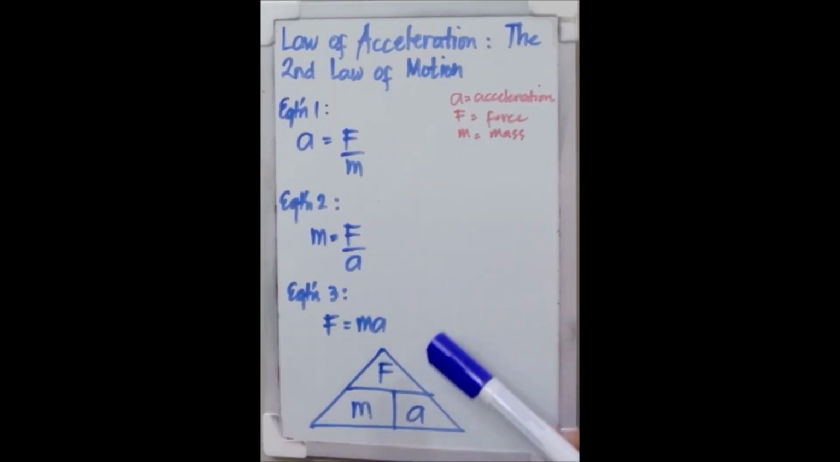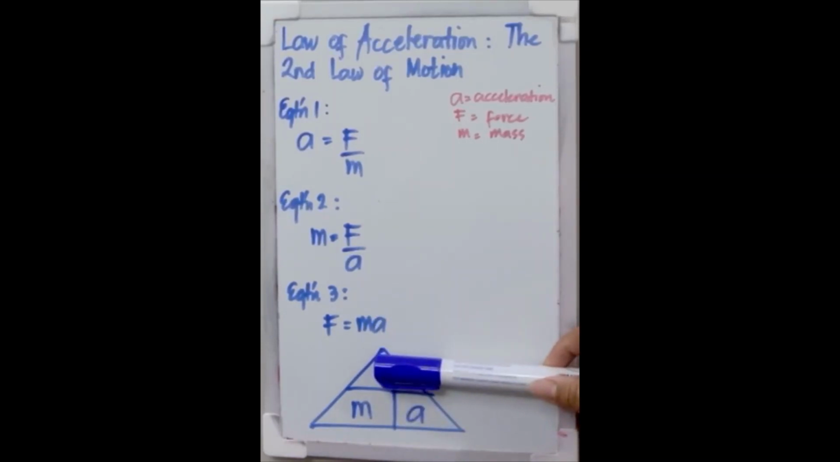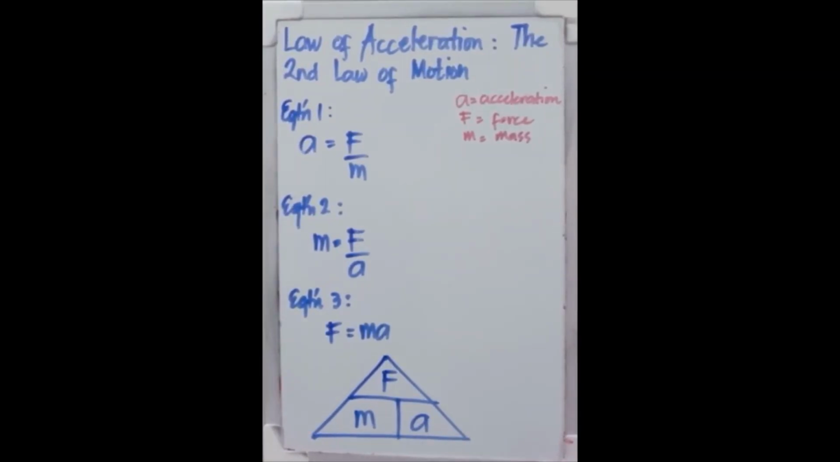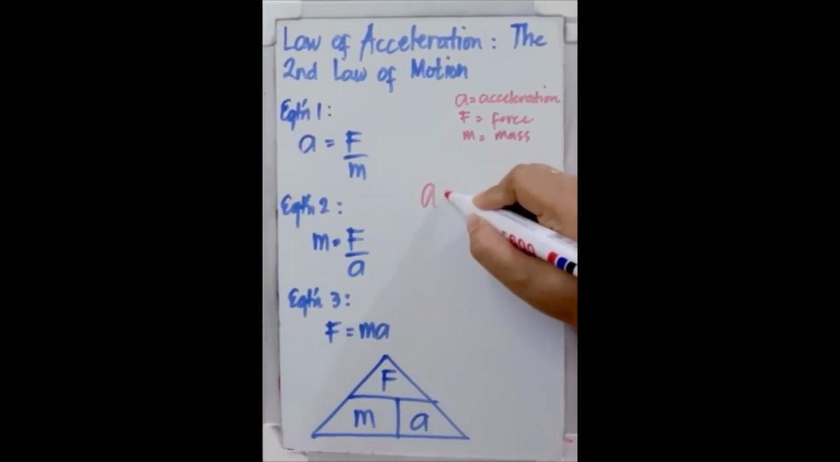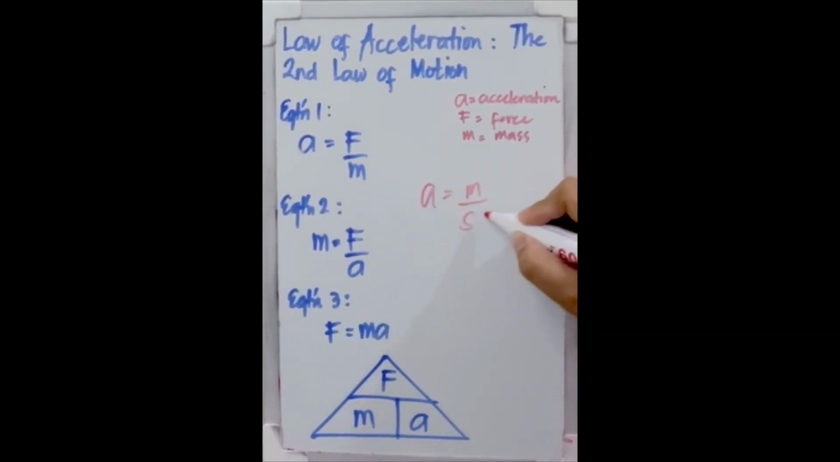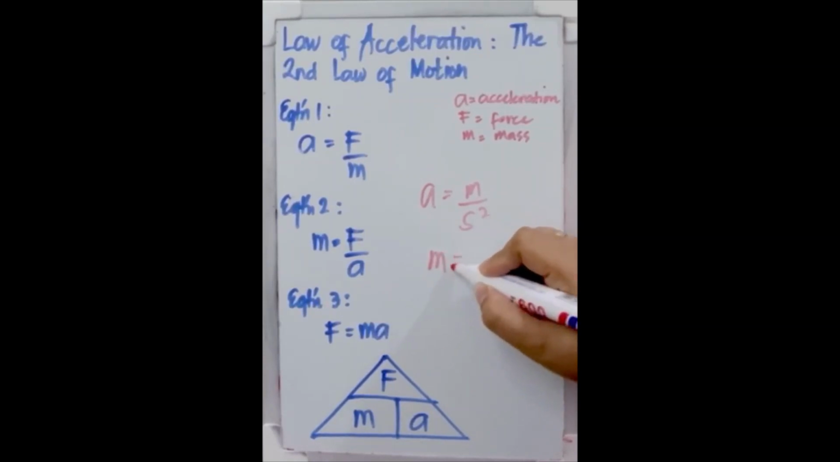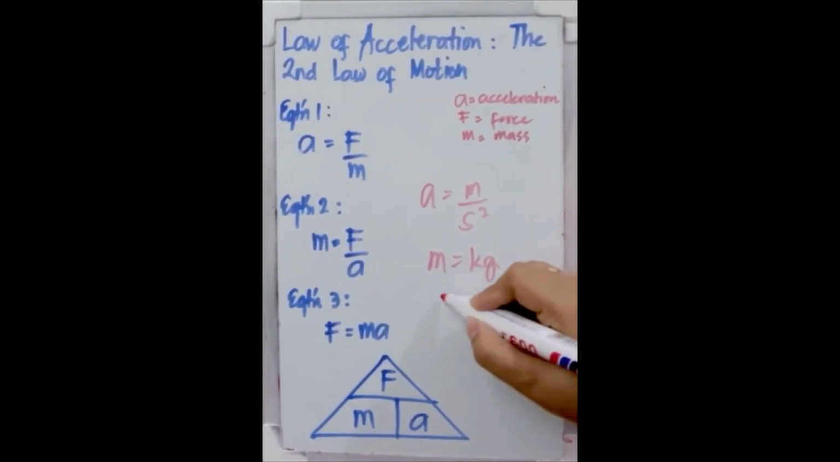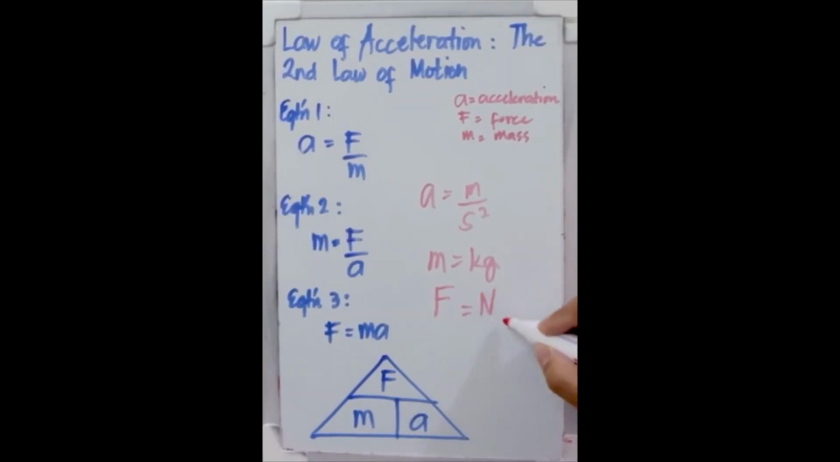Now for equation 3, you're computing for the force. It's the product of the mass times the acceleration, or F equal to ma. So these are the three important equations that we can get from the law. If we talk about the units, the unit of acceleration is meter per second squared. The unit for mass is kilograms, while the unit of force is Newton, capital N. So this is Newton.